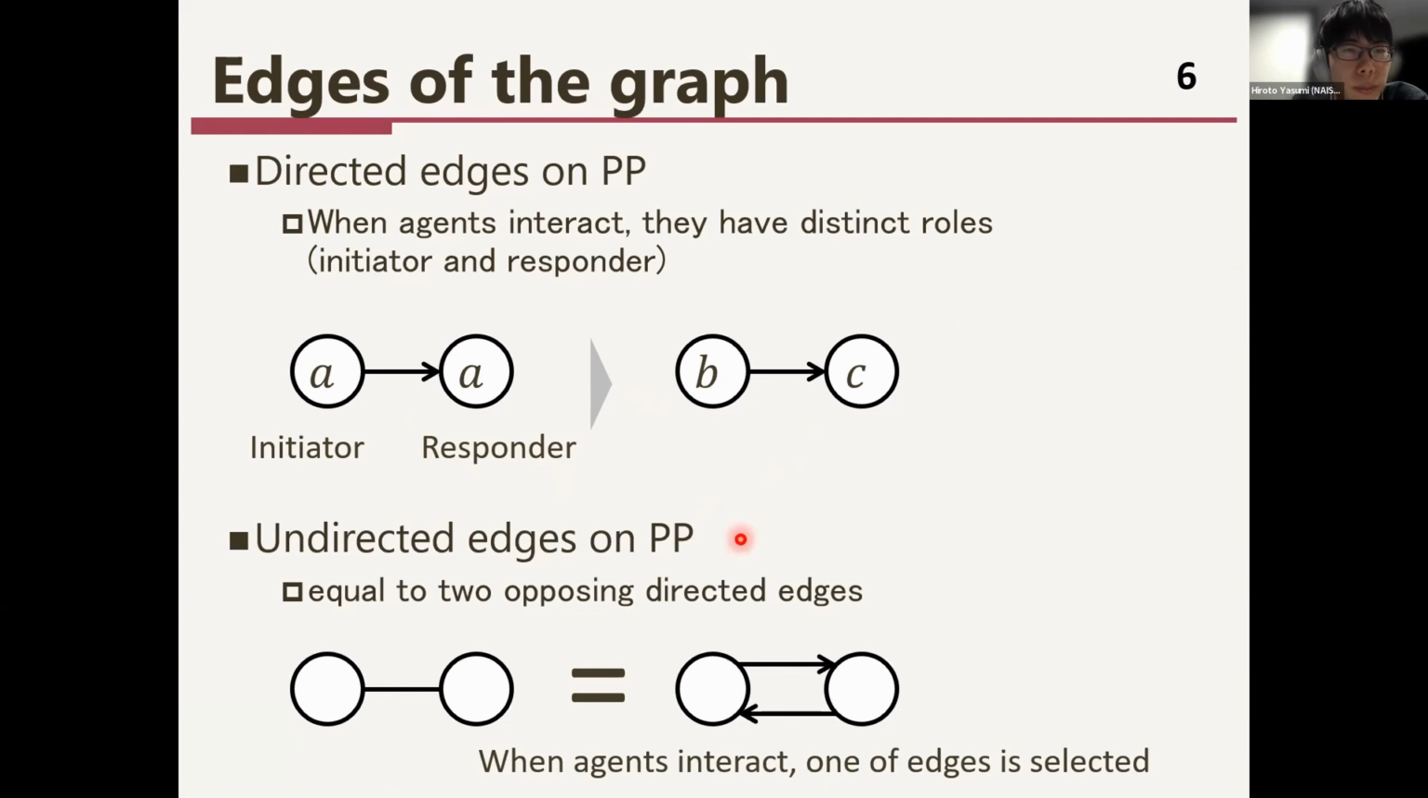Next, I'll explain the undirected edges on the population protocol model. One undirected edge is equal to two opposing directed edges. So when edges interact, one of the edges is selected. In our research, we focus on the problems for undirected graphs.